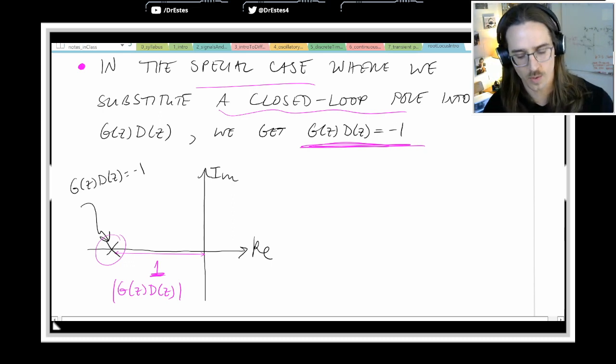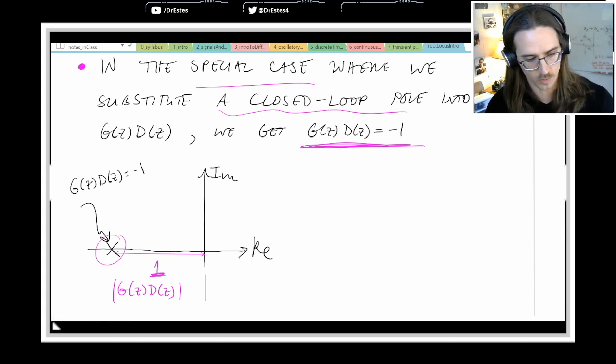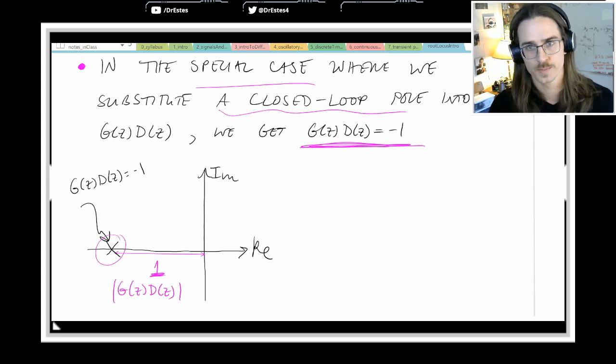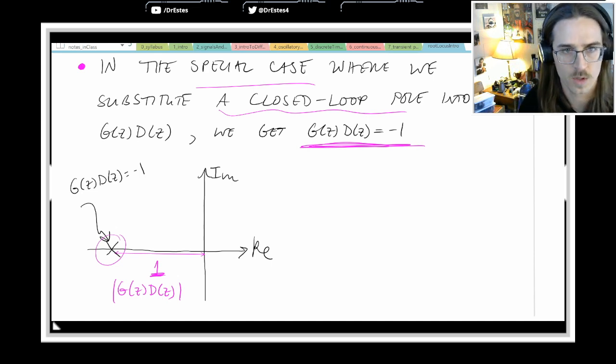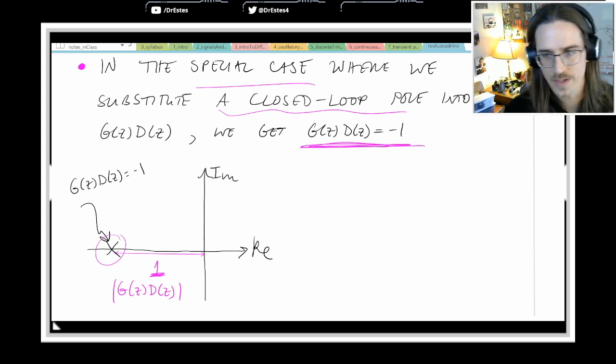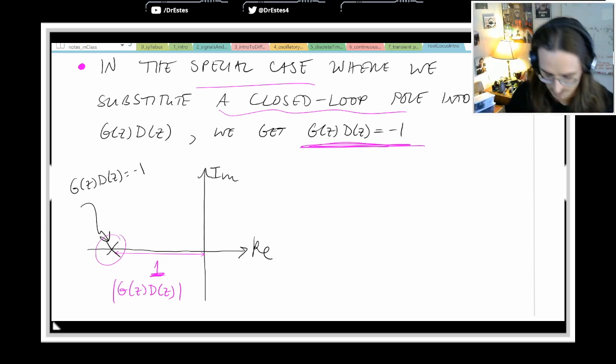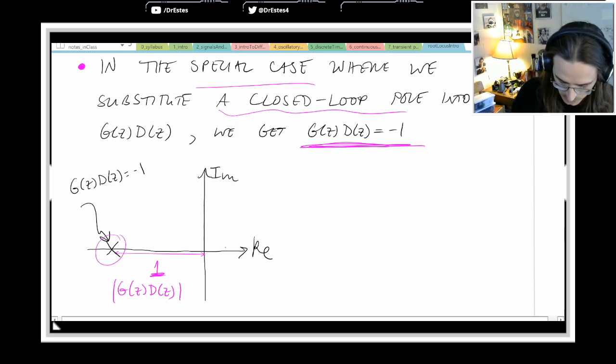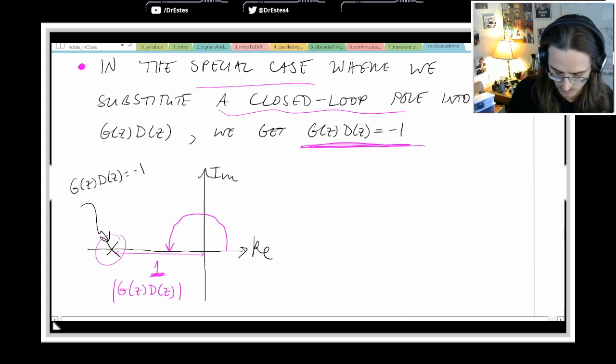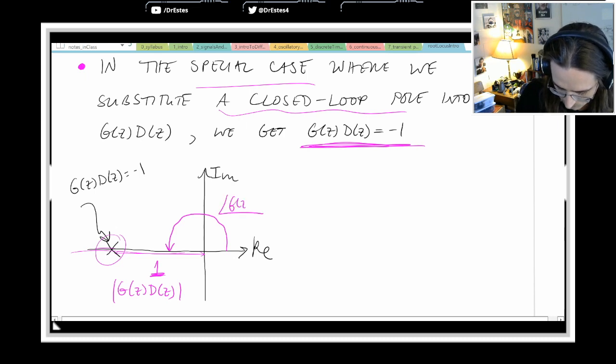Now, another question for you. What is the phase in the special case when you evaluate this at a closed loop pole? Pi. Beautiful, 180 degrees. We go from the positive real axis over to a ray from the origin through that point, so the angle is pi.